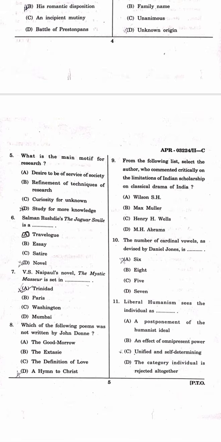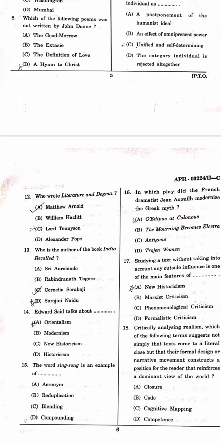Now question number 11. Liberal humanism sees the individual as unified and self-determining, option C. Question 12, who wrote Literature and Dogma? The correct option is option A, Matthew Arnold. Question number 13, who is the author of the book India Recalled? The correct option is option C, Cornelia Sorabji.